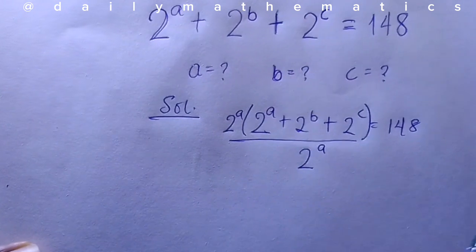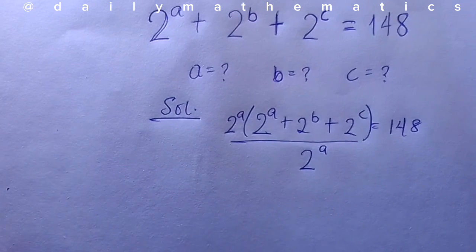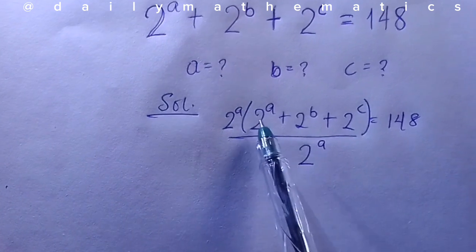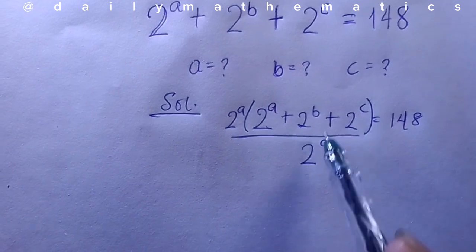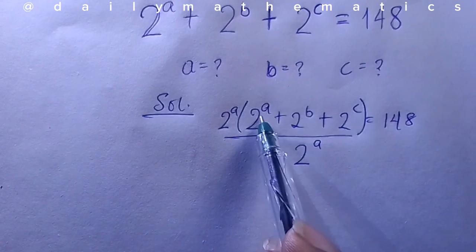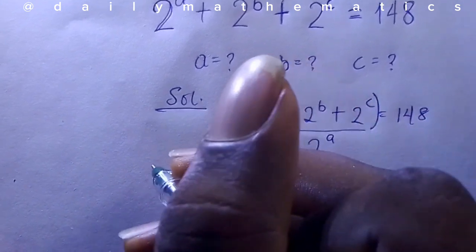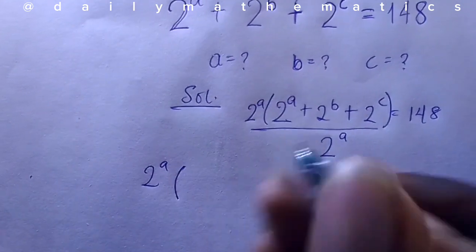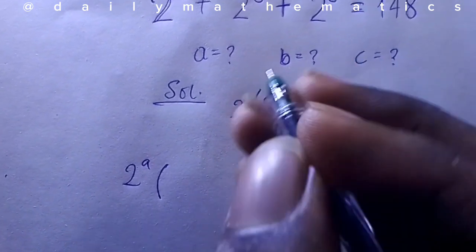I'm using this approach to make sure I open the bracket and see some possible solutions. Apart from 2 raised to the power of a, I can start with multiplying by 2 raised to the power of b over 2 raised to the power of b, any one of my choice. But I want to start with 2 raised to the power of a, because that's the first one. So from here I now have 2 raised to the power of a, bracket. From here I can now divide this and separate this.